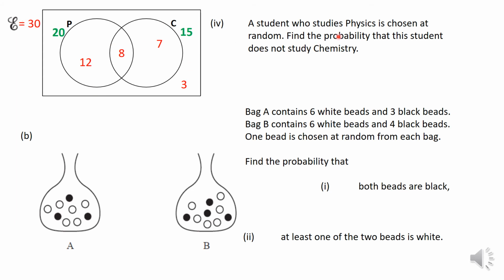Right, so there is another part to that question. They say a student who studies physics is chosen at random. Could be a little bit confusing, but here they just want you to find the probability that when you choose a student at random, the physics one, it doesn't study chemistry. Now we know the probability that you study chemistry, so not chemistry is 1 minus our previous answer, or you just go to 12 over 20, only the ones for physics.